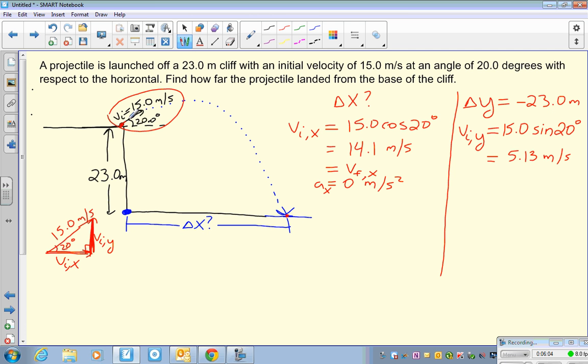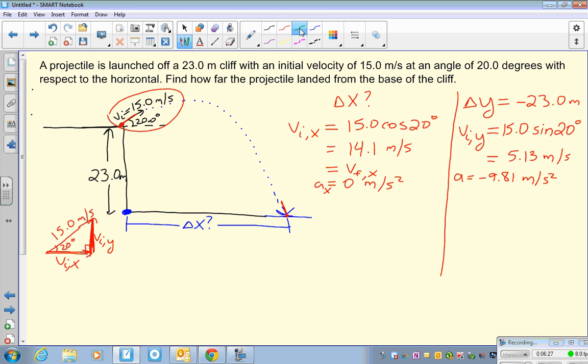Now, v initial in the y direction is not vf in the y direction because, for one, our projectile is going up in the beginning and it's going down at the end. So there's no way that those two are possibly the same. However, we do know that acceleration is negative 9.81 meters per second squared. And then we do not know delta t. So that's it for the assumptions.